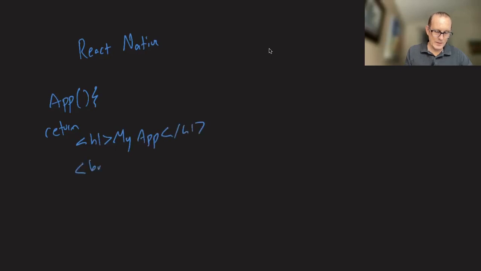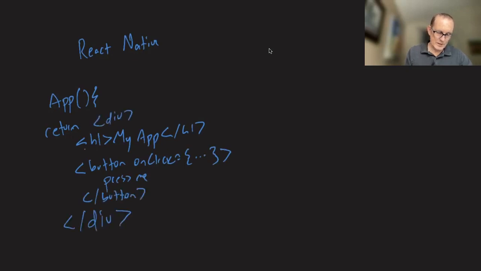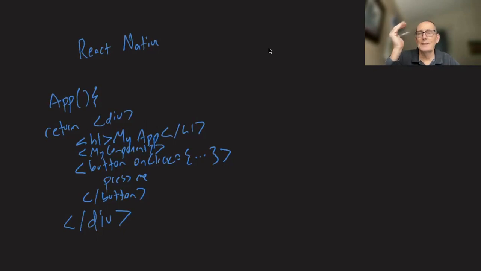And then we might have, let's say, a button with an on-click, and our button might say, press me. And I guess we need a div around this. And let's put one more thing in here, which is my component. We've got a div with my component in it, and then a button, and that's it.